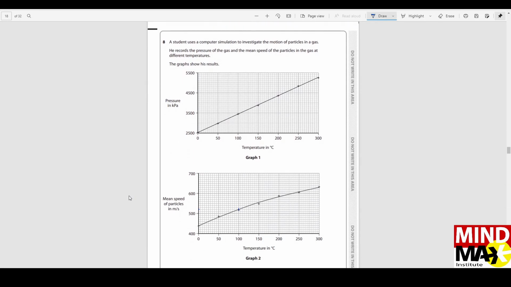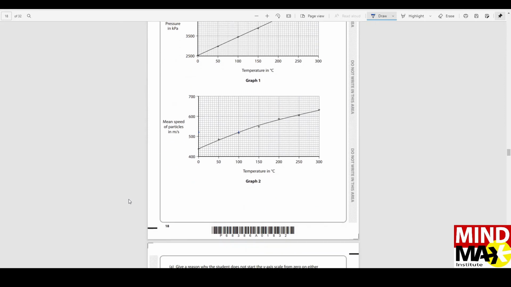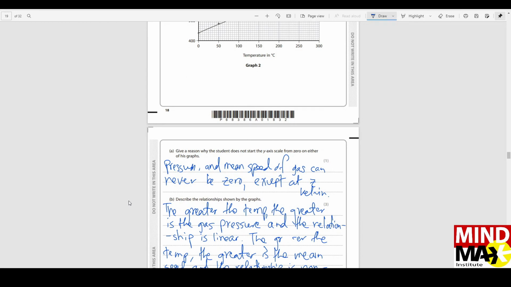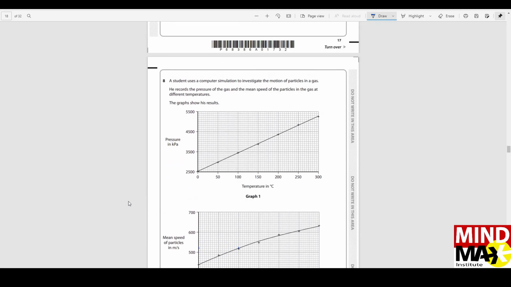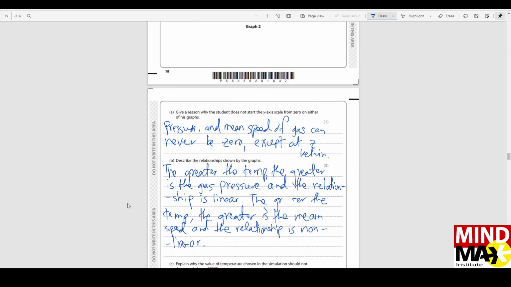Number 8, they're showing two different graphs: pressure versus temperature in degrees Celsius and speed versus temperature in degrees Celsius. Give a reason why the student does not start the y-axis from 0. So the y-axis represents what? Pressure and mean speed. So we know that pressure and mean speed can never be 0 unless they reach 0 Kelvin. That is the only point at which they will be 0. Otherwise, they will never be 0.